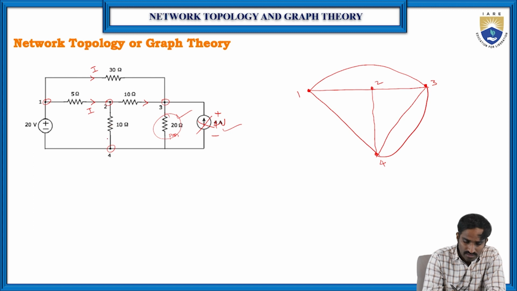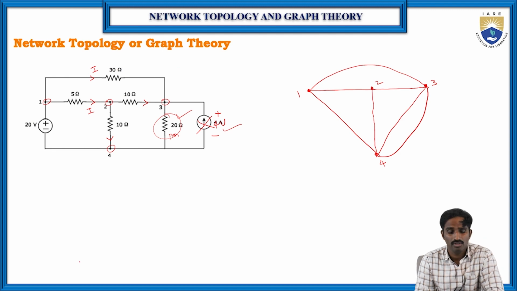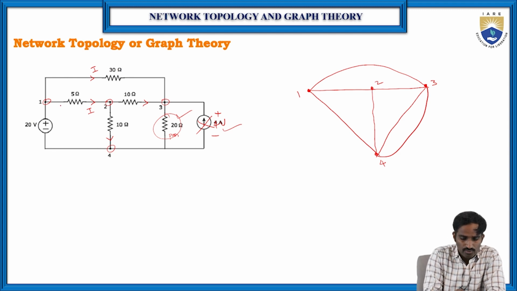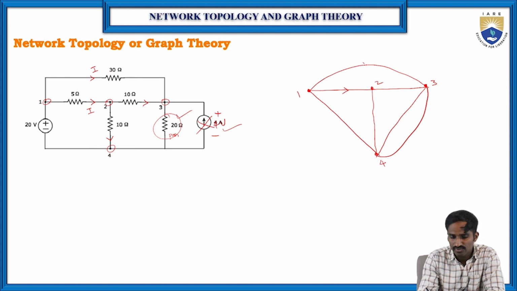And here let us consider this way, and here let us consider, of course, fine. As you can see, in between 1 and 2, the direction is from 1 to 2, so that's why we should indicate like this. And between 1 and 3, the direction is like this, 1 to 3. And here 2 to 3, like this, and 2 to 4 is like this.